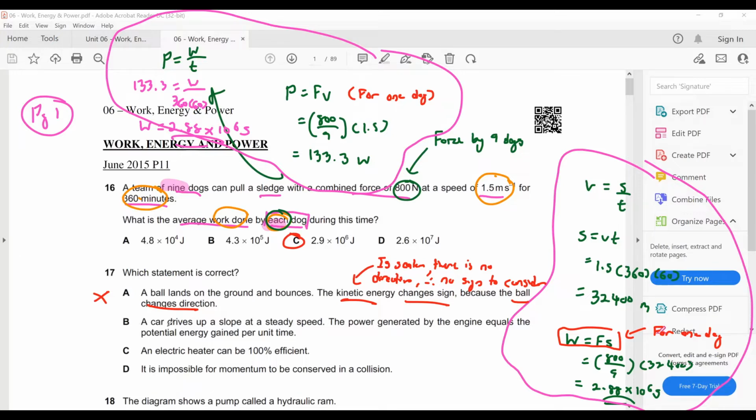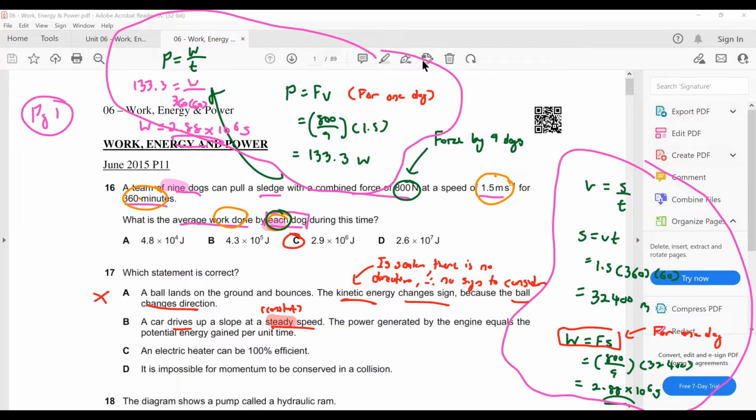part B. A car drives up a slope at steady speed. The keyword here is steady speed. Okay. Constant speed. All right. They tell you the power generated by the engine equals the potential energy gain per unit time.